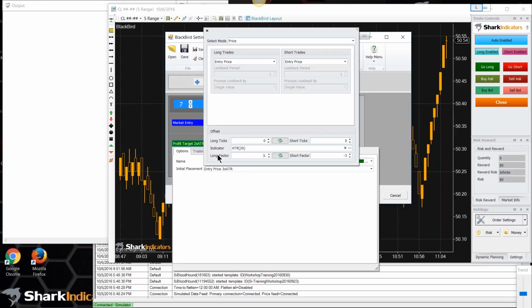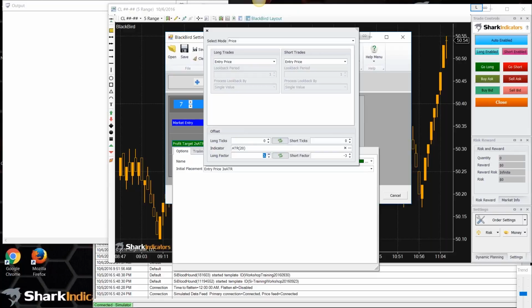So when you're using an indicator as your offset, if you want to double the indicator value, a long factor and short factor of 2 doubles your indicator value. If we set it to 3, then that takes the ATR and multiplies it by 3. So you get a 3x multiplier on the ATR.